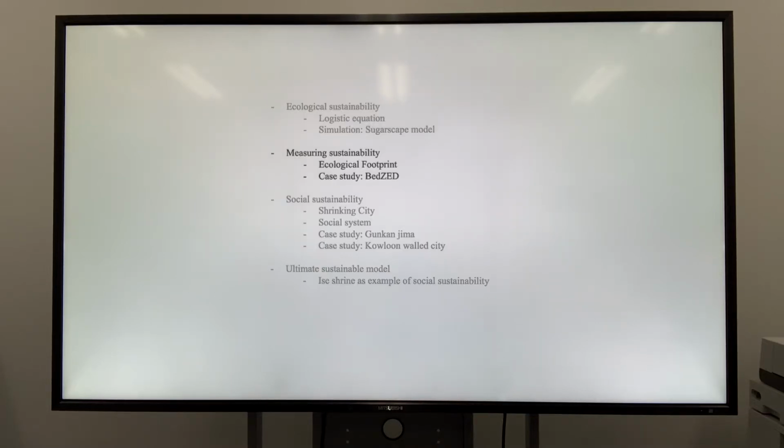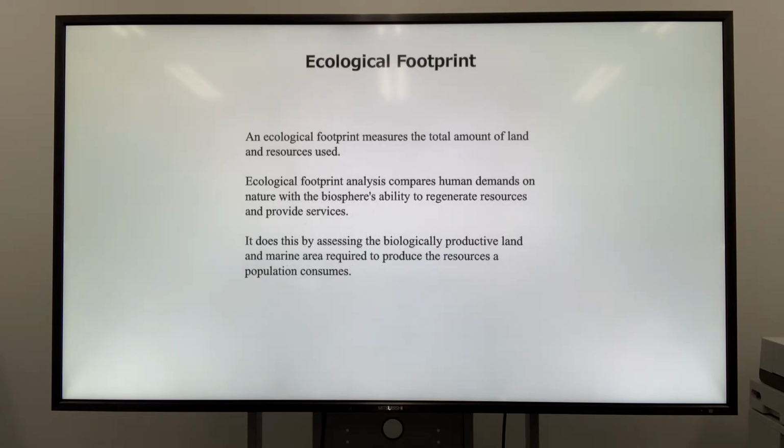This video will be talking about measuring sustainability. In the previous lecture, I mentioned whether there is a way to measure the impact of our lifestyle. So I would like to introduce this index called ecological footprint. Ecological footprint measures the total amount of land and resources used.